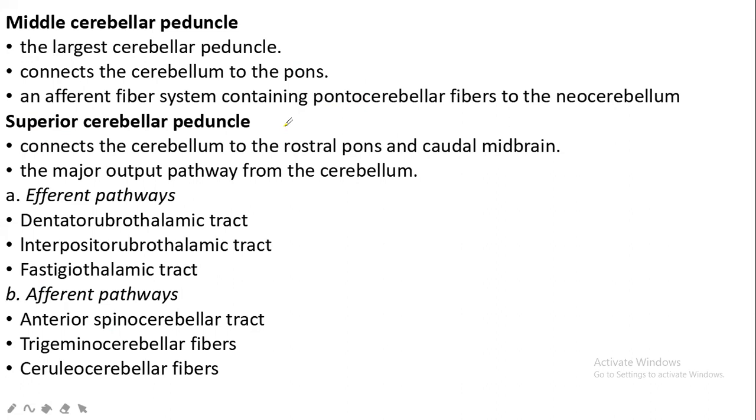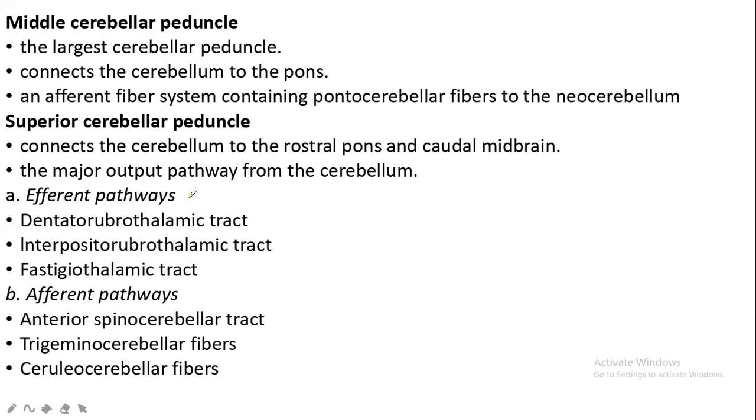So these are the major output pathways from the cerebellum. Remember I said the inferior peduncle is mainly input. The middle peduncle is only input. The superior peduncle is mainly output. So the fibers leaving the cerebellum are the efferent pathways.